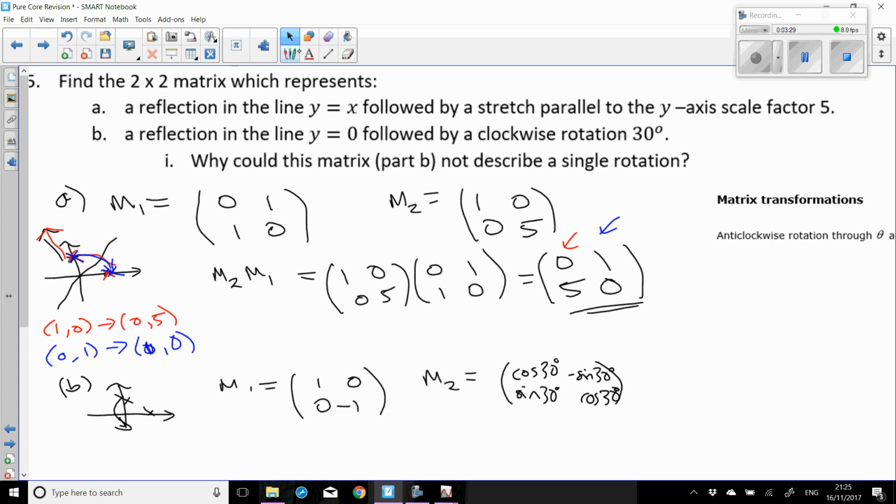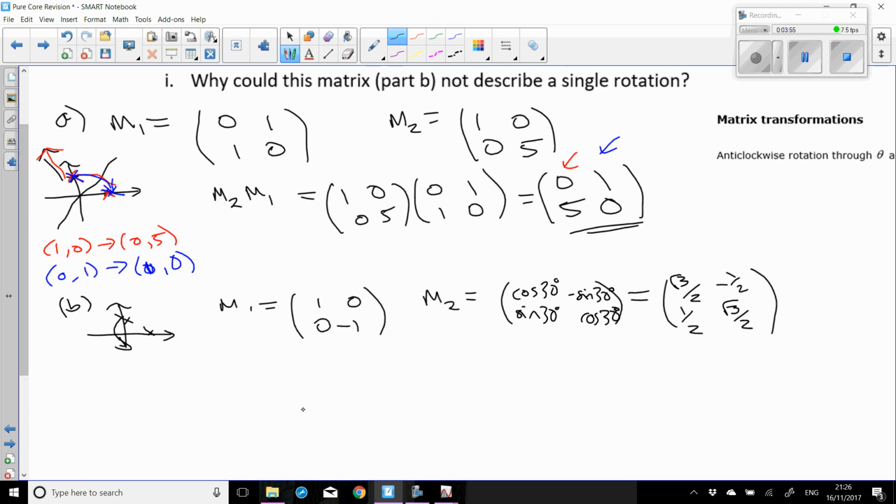We would then be expected to put those in an exact form, either by memory or by using your calculator. Cos 30 is root 3 over 2. So that's those two. And sine 30 degrees is a half. Now we've got our two matrices. Remember, it's second times first.